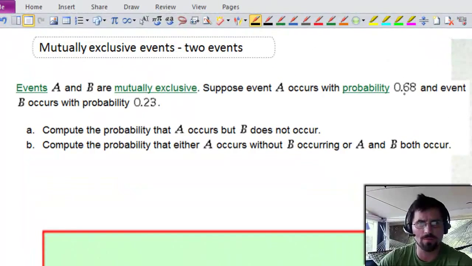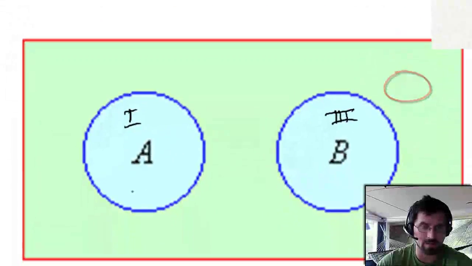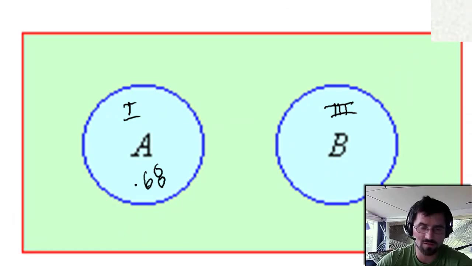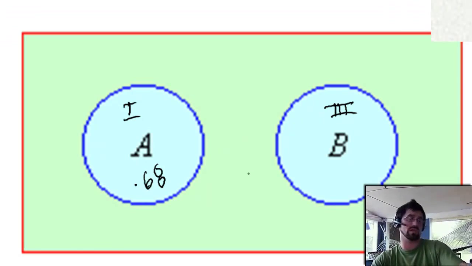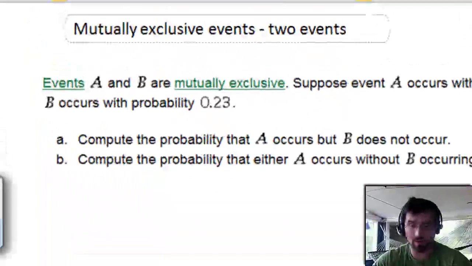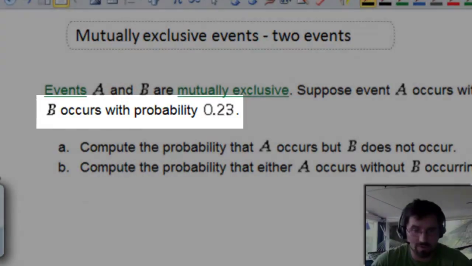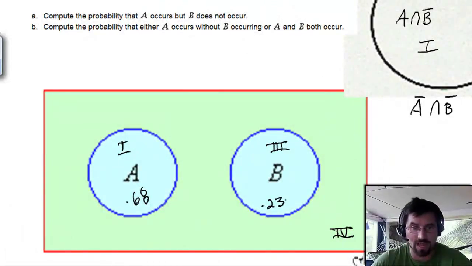So our probability of A occurring is 0.68. So A is going to occur 68% of the time. It'll never occur with B. It will only occur if B does not occur. B occurs 23% of the time. It never occurs with A. It will only occur if A does not occur.